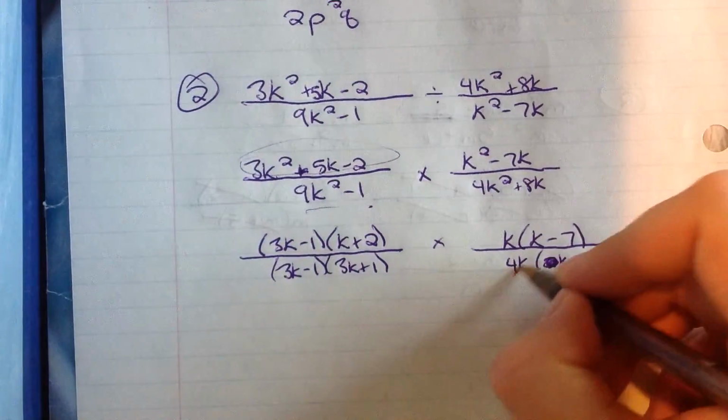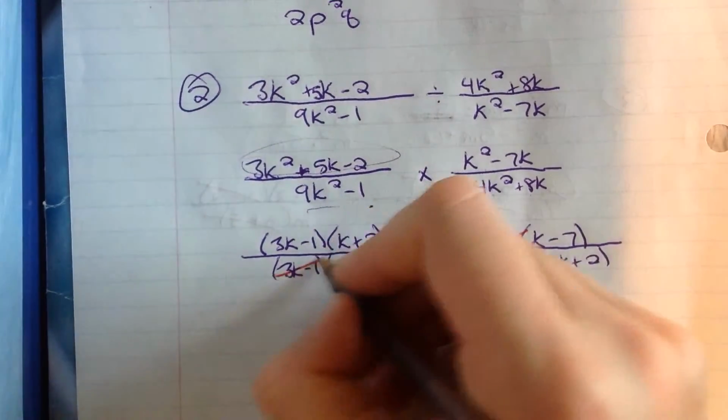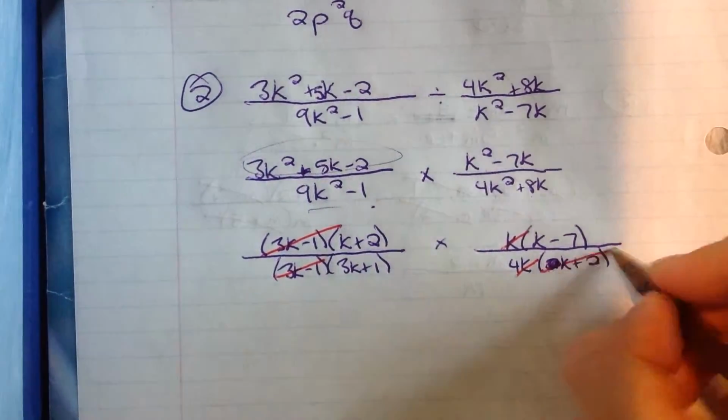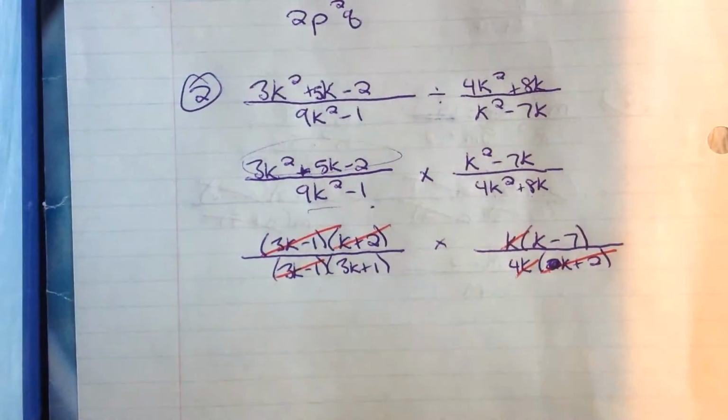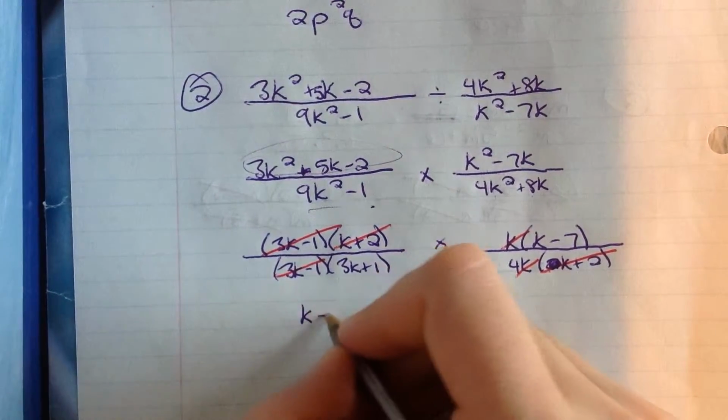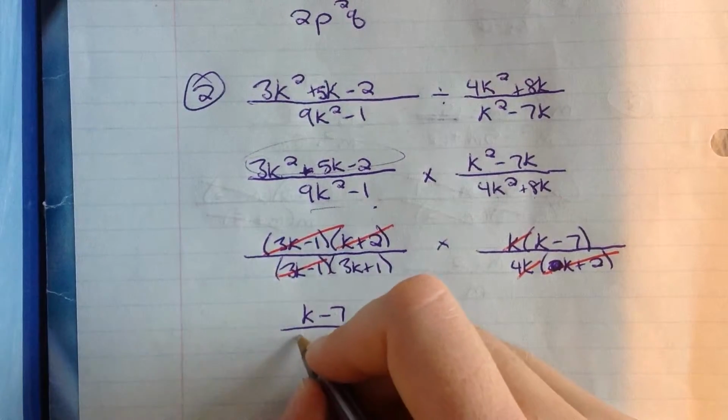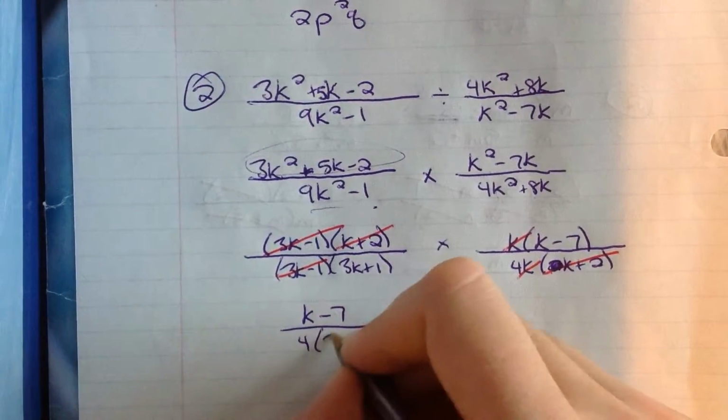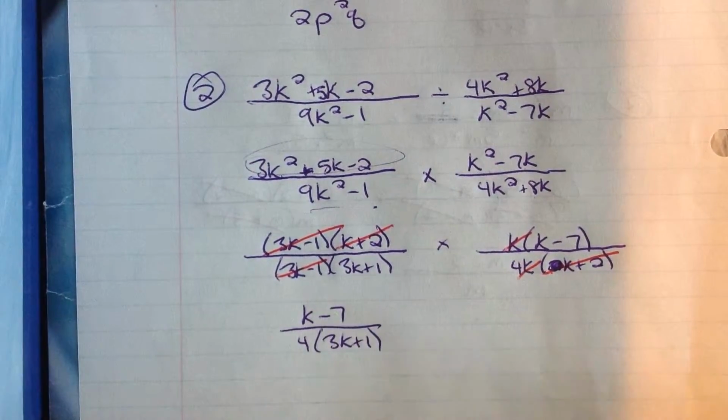Canceling what's common, k cancels, 3k minus 1 cancels, k plus 2 cancels, and I'm left with k minus 7 all over 4, 3k plus 1.